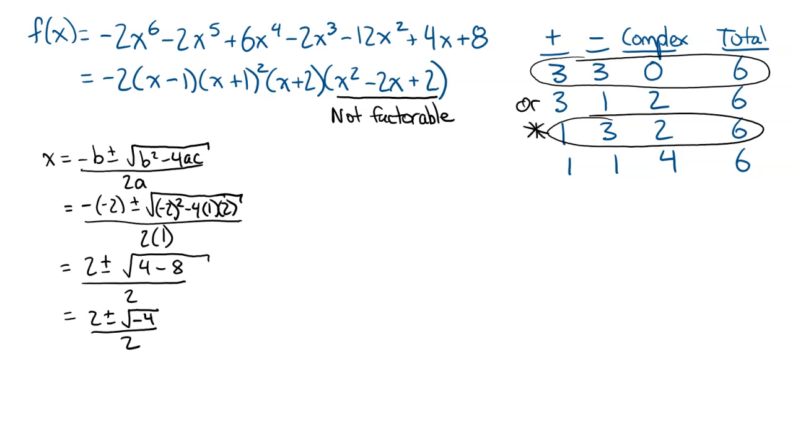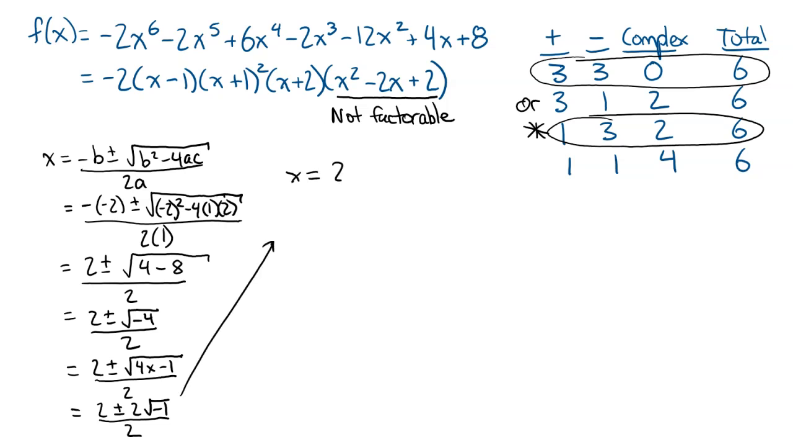And we can then break up that negative 4 into the real part of that and the complex part of that. So I'm going to write that out as 2 plus or minus the square root of 4 times negative 1. I'm going to pull out that factor of 4 because the square root of 4 is 2. So that's written as 2 plus or minus 2 times the square root of negative 1, divided by 2. Now we can take that a couple steps further.